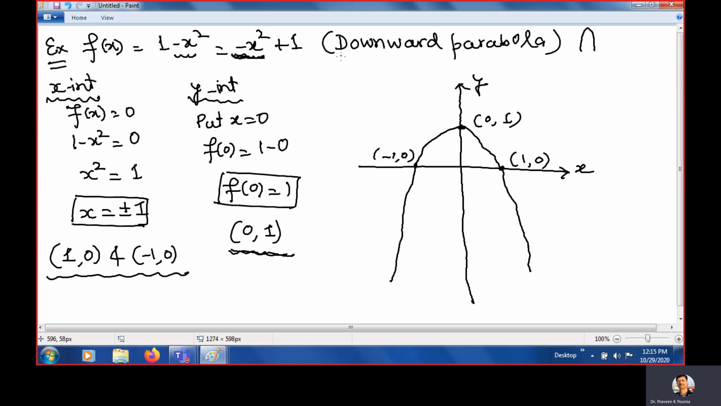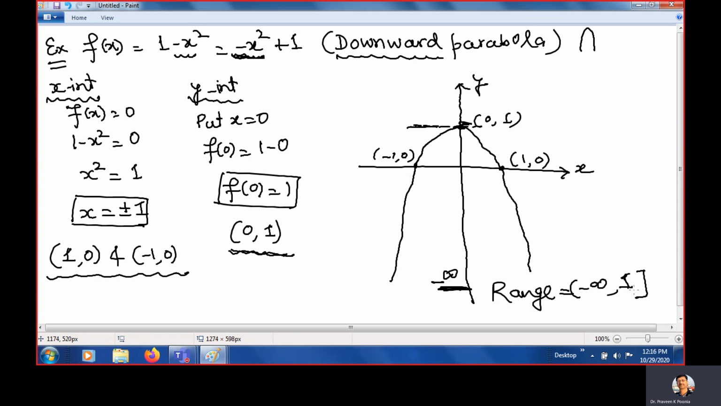And what type of parabola is this? Downward parabola. Clear? And where it is ending, it is the negative side. So what is the range of this? The range of this is coming from minus infinity. This is the minus infinity side. And where does it end? At 1. And it is a closed interval. So this is how to draw the graph of some specific functions that I explained.